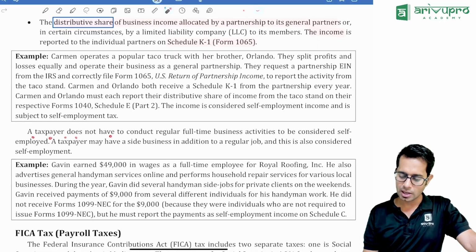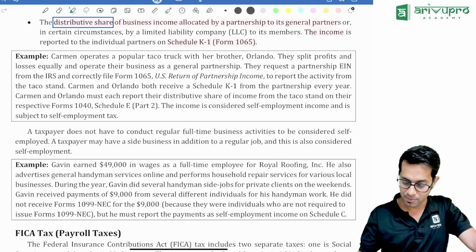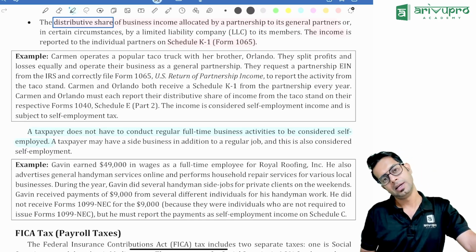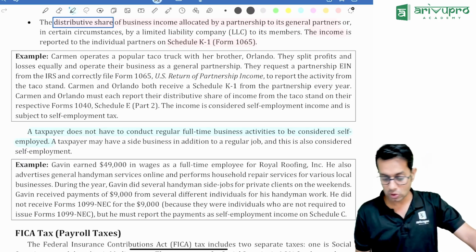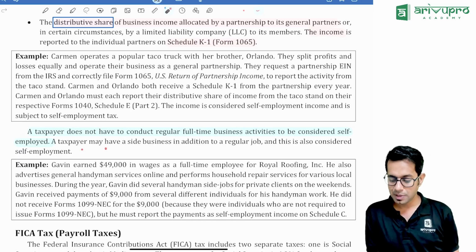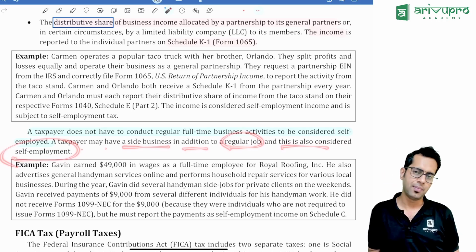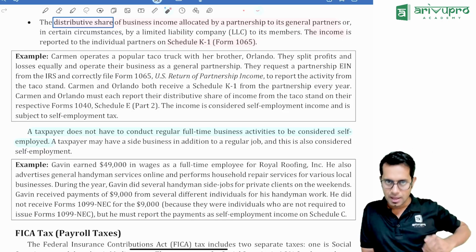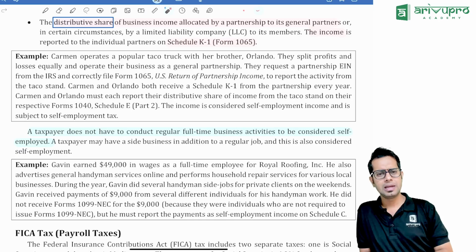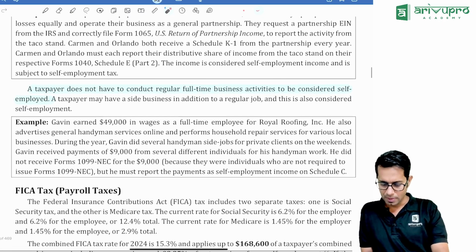A taxpayer does not have to conduct regular or full-time business activity to be considered self-employed. Very important. What is this point telling, sir? Even if you are not doing full-time business, you may be called a self-employed taxpayer. So to be called self-employed, is it necessary for you to be in full-time work, sir? No. A taxpayer may have a side business in addition to his regular job, and this is considered self-employed. So whatever side income you are having, in addition to where you are already working, and apart from that extra you are earning, as I told you, working after the office hours, etc., that will be taken as your self-employment income only.